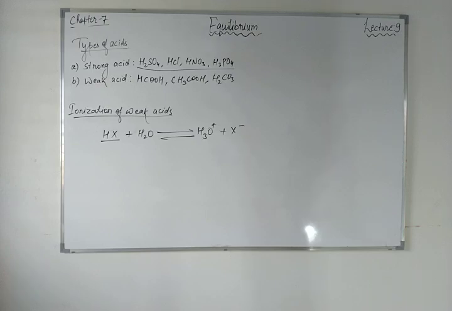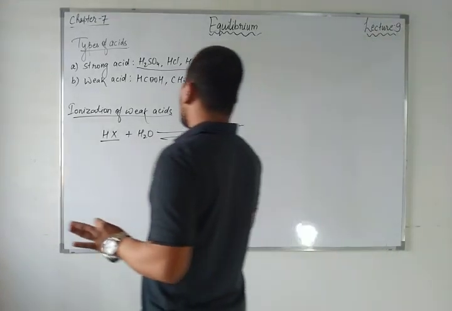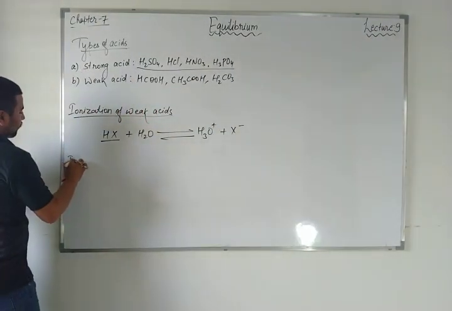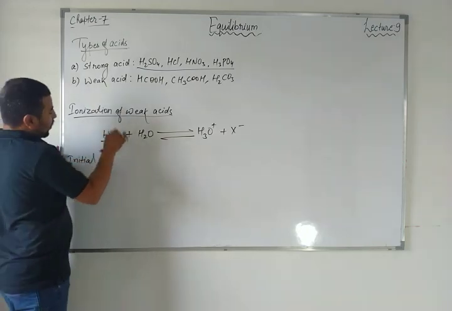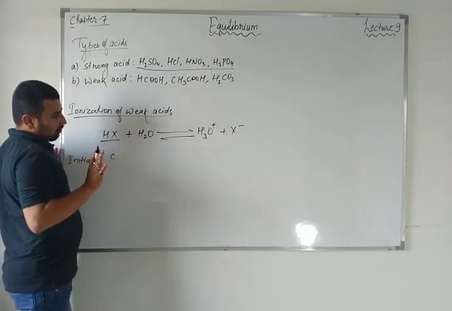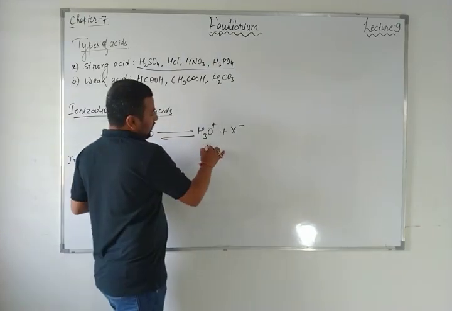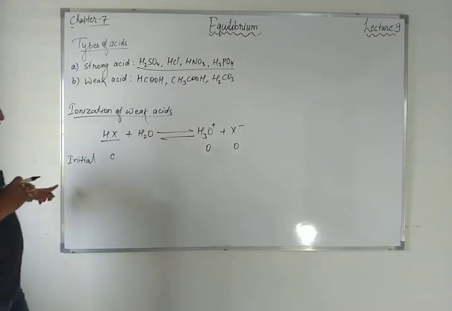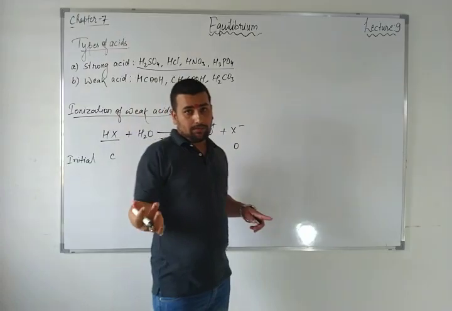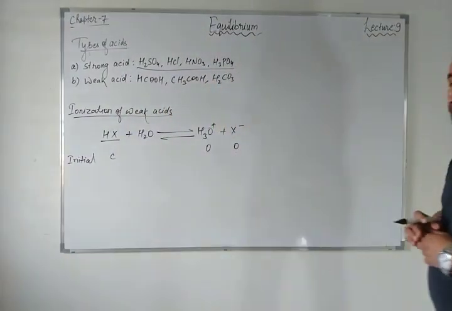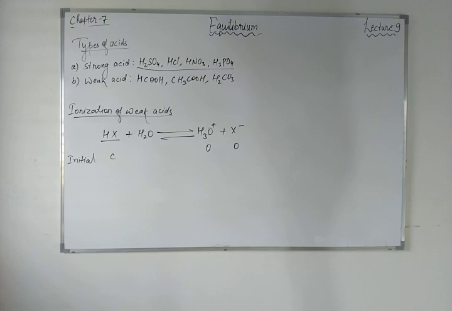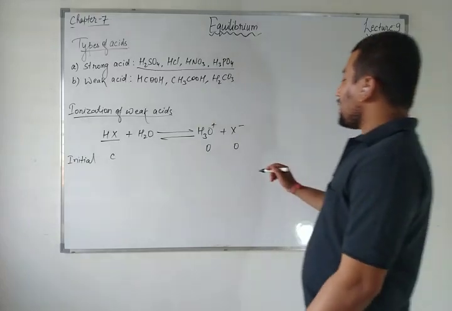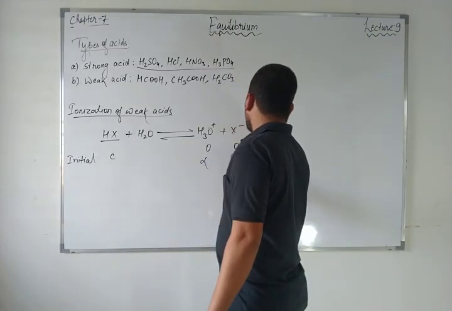So you can ask me, sir, what will the initial concentration? It's very easy to give you. Initially, the concentration of this acid was C, just suppose, and initially these were 0 because at starting only this acid was there. Now, the concentration after time T, the hydronium ion concentration has changed into alpha.